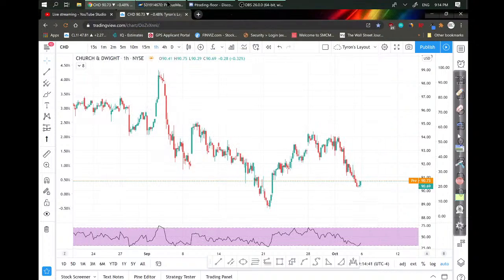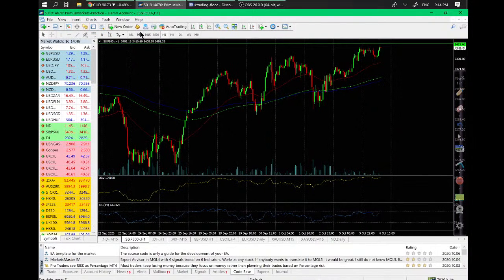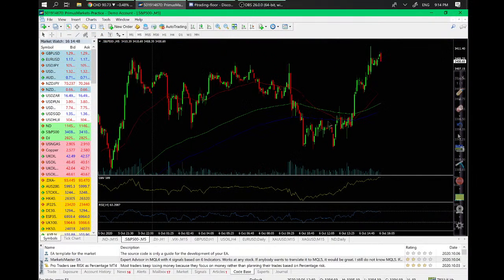Let's see what the market's doing in the meantime. SPY with the nice little rally. I don't know if this is sustainable, but let's see.